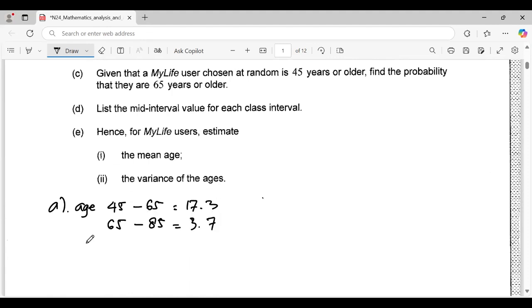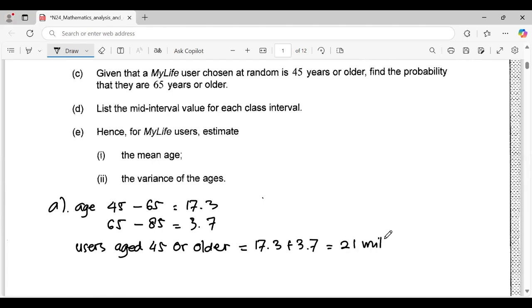So it means users aged 45 or older are 17.3 plus 3.7, equal 21 million users.